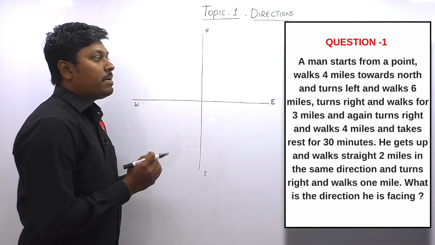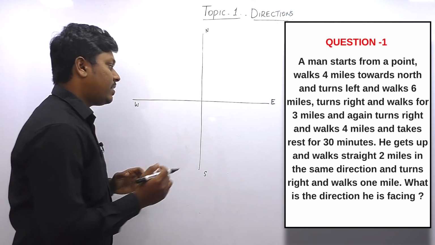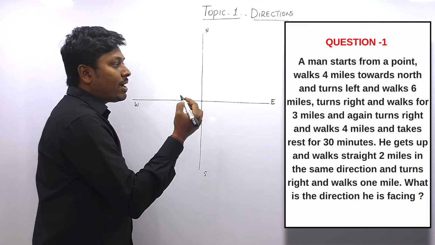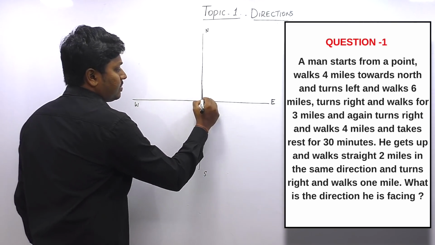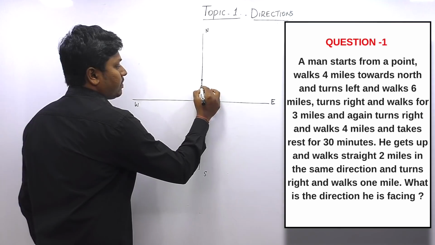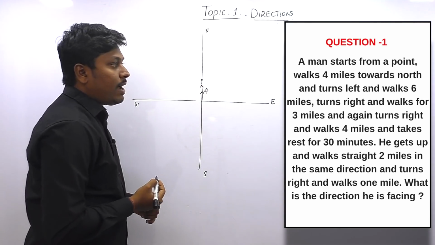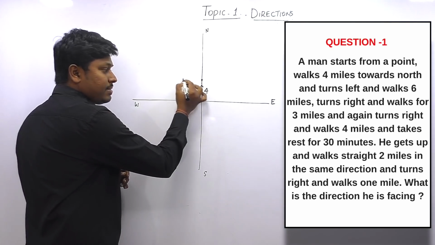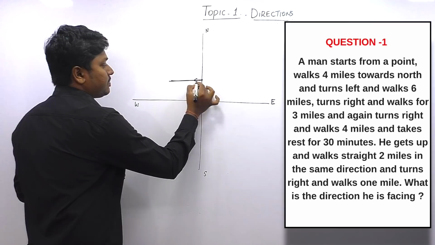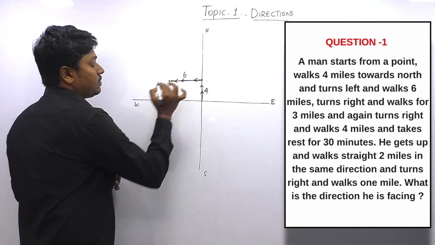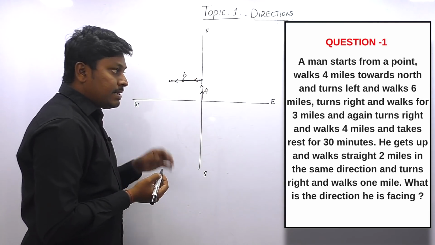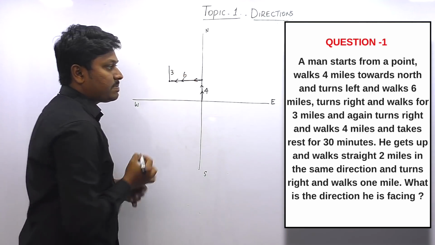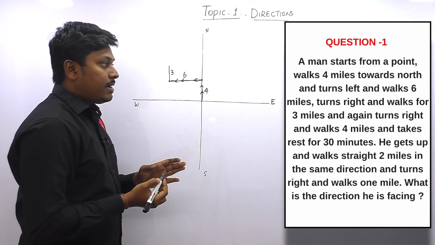A man starts from a point, walks 4 miles towards north. So we know that we always start from this point. From this point, a man is walking 4 miles towards north. So let me assume this as 4 miles towards north. Second point, and turns left and walks 6 miles. So if he walks in this direction, then turning left will be this side and he is walking 6 miles. Okay. So then turns right and walks 3 miles. Again from this point, he is turning right and walking 3 miles.